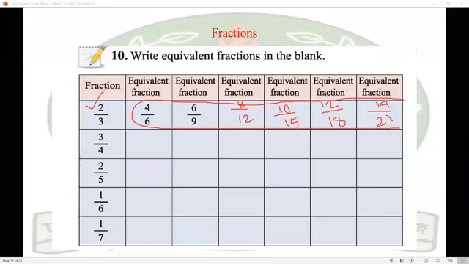In this way, you have to identify the equivalent fraction of 3 by 4, the equivalent fraction of 2 by 5, the equivalent fraction of 1 by 6, the equivalent fraction of 1 by 7. This is for your home practice. You can practice and identify in your copy in this way, following this rule. Multiply the same number with the numerator and denominator, and you can identify it.